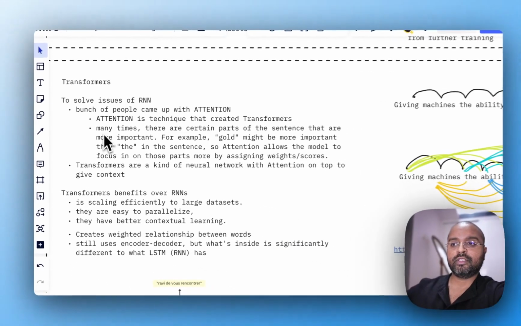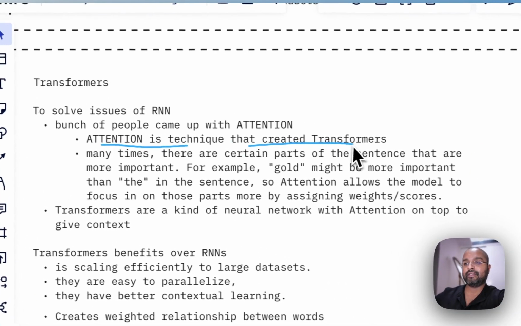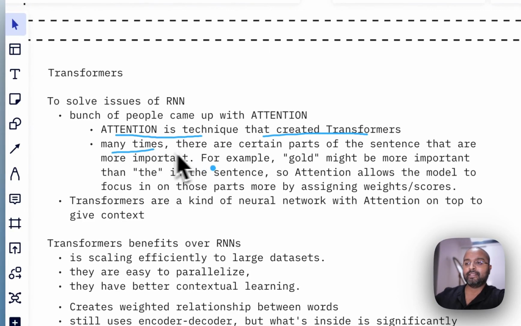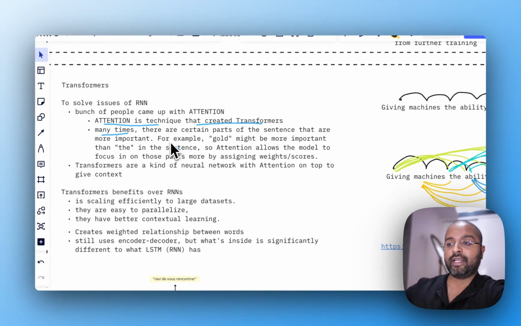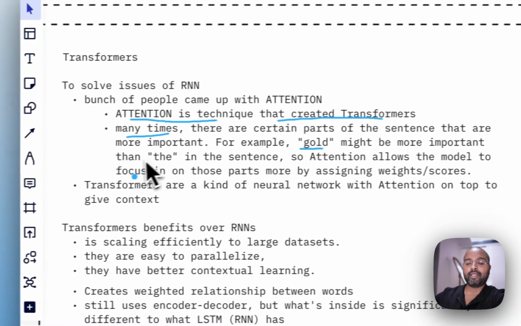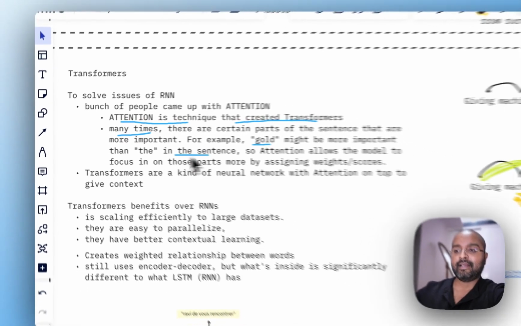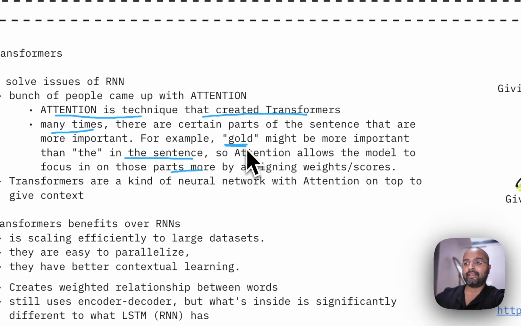So, if we were to simplify what this attention means, attention is a technique that created the transformers, and many times there are certain parts of sentences that are more important. For example, if you were to see a sentence which had a word called gold, that might be more important than the word "the" in that sentence. So attention allows us to focus in on those parts, such as these uncommon words like gold and names, and they do that by assigning weights and scores to each of these words.